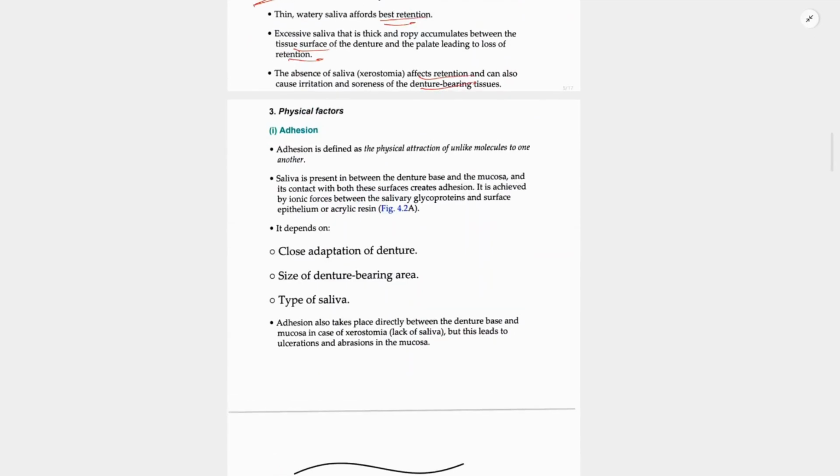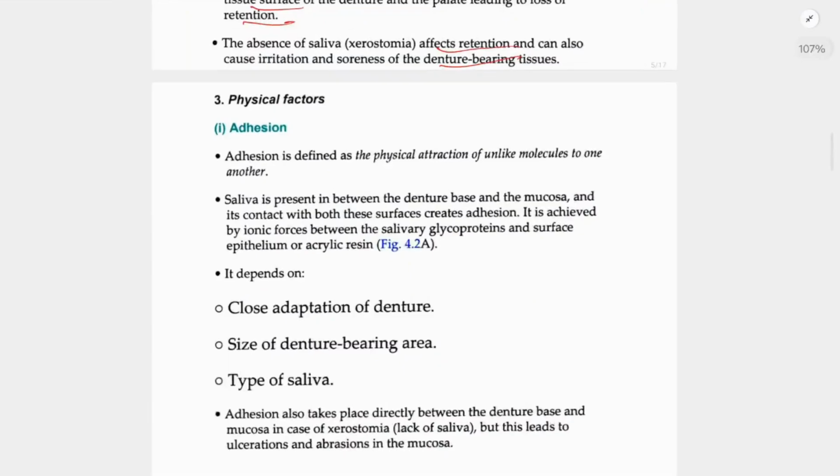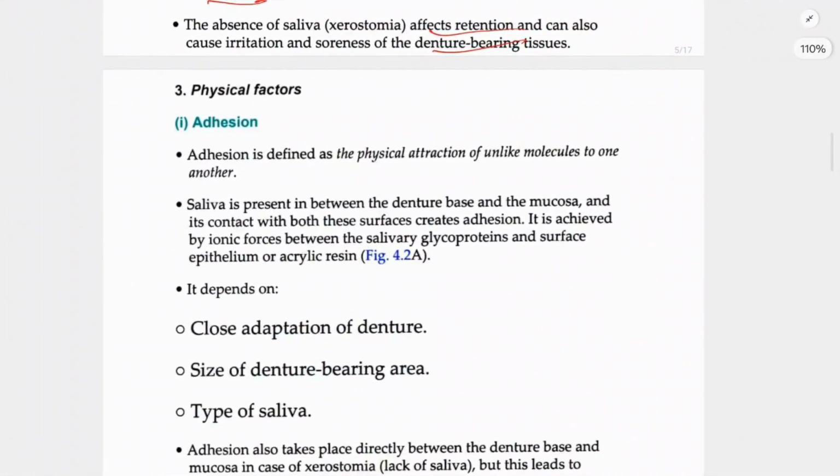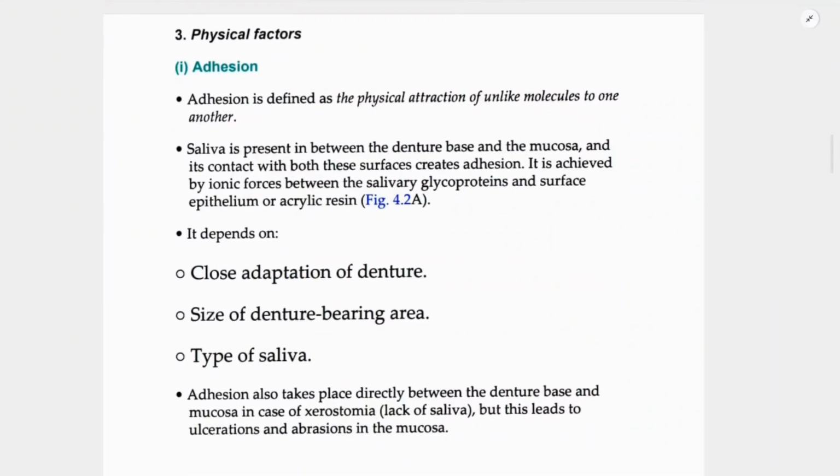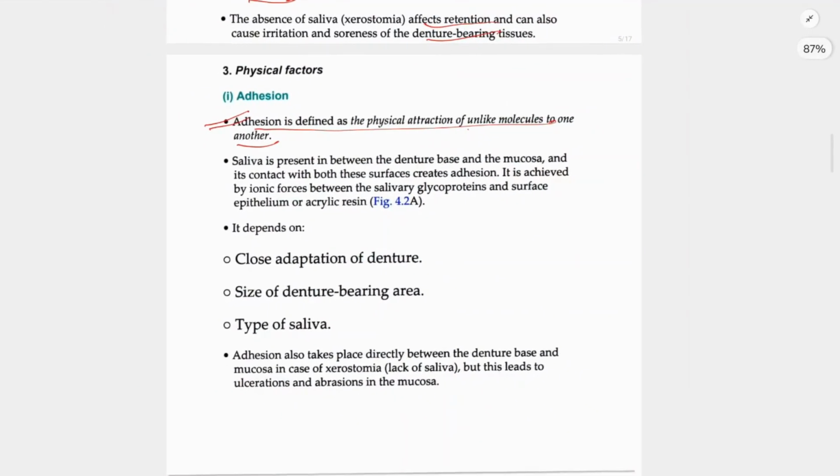Next comes the physical factors. So physical factors, the mnemonic that we had remembered earlier is CACAIG. So first is adhesion. Adhesion is defined as the physical attraction of unlike molecules to one another. Definition, once again, very important. Saliva is present in between the denture base and the mucosa, and its contact with both these surfaces creates adhesion.